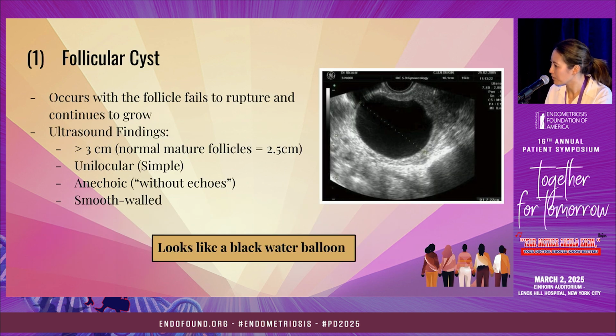Now, the first type of cyst is a follicular cyst. This type of cyst occurs when the follicle continues to grow and doesn't rupture, so you don't ovulate, it keeps growing. On ultrasound, it's typically bigger than 3 centimeters, because a normal mature follicle measures around 2.5 centimeters. It has very specific characteristics. Most typically it's unilocular, meaning one loculation, anechoic, meaning no echoes, and smooth-walled. So if you're ever looking over at what the sonographer is doing, it basically looks like a black water balloon.